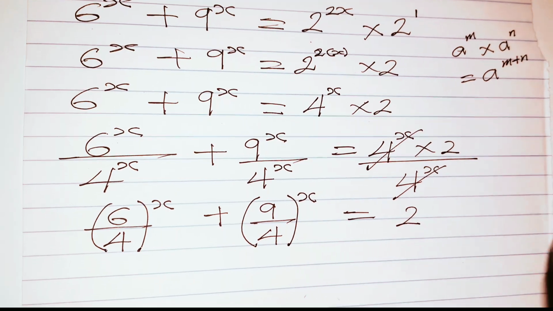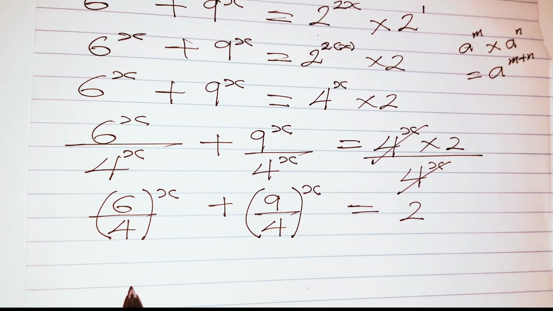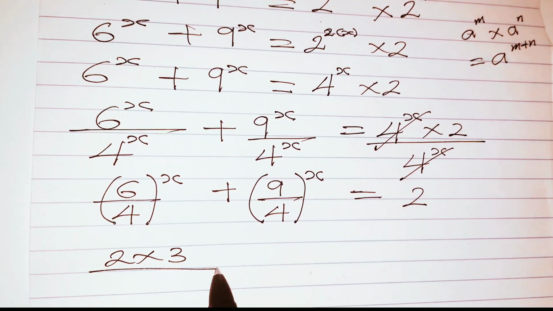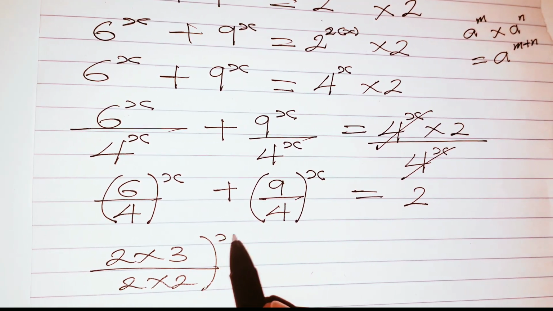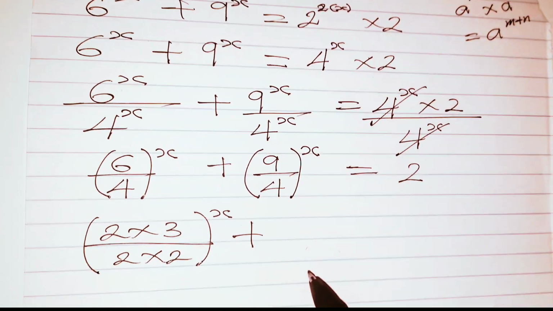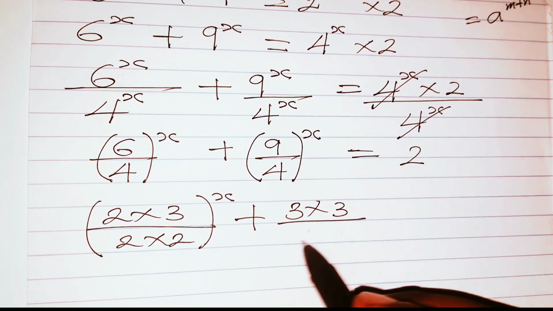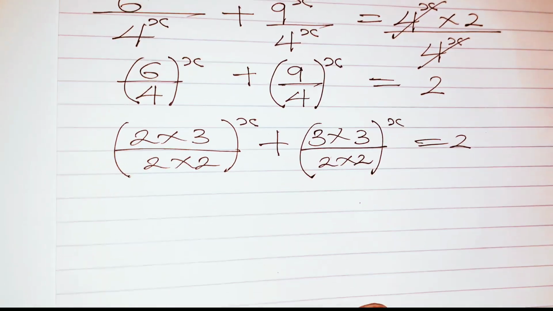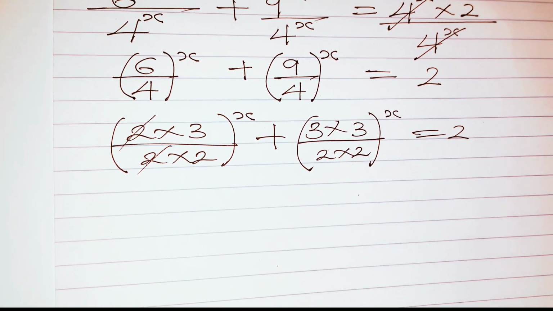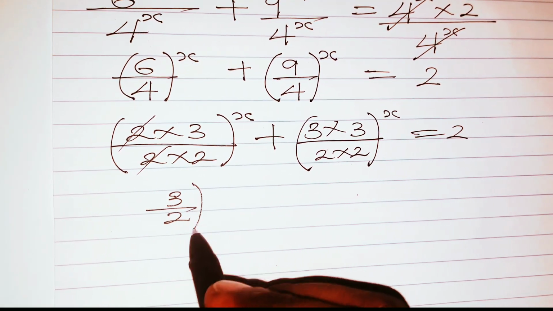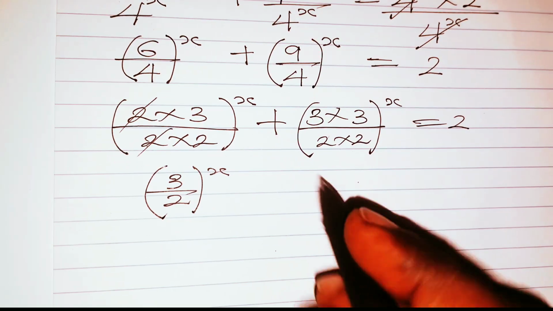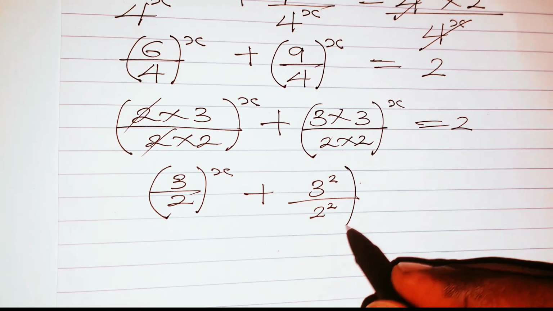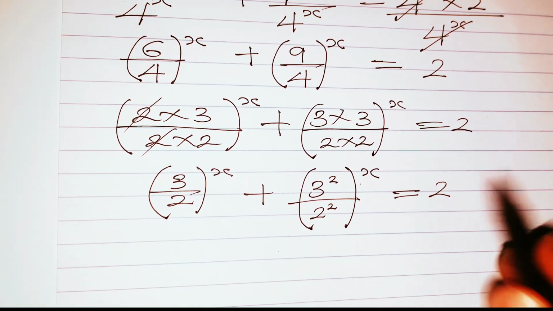And then we're left with just 2 here. How do we express 6? 6 can be expressed as 3 times 2, or 2 times 3, everything over 2 times 2, all to the power of x. And then plus, the 9 can be broken down to 3 times 3, and 4 itself can be 2 times 2, all to the power of x, and then equal to 2. And then we can cancel, so we're left with 3 over 2 raised to the power of x, plus 3 squared over 2 squared, all still raised to the power of x, equal to 2.